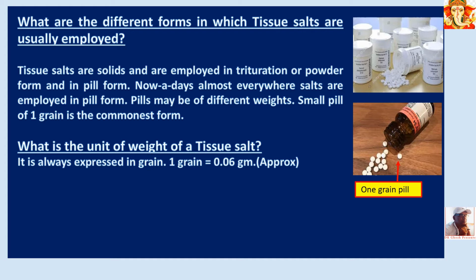What is the unit of weight of a tissue salt? It is always expressed in grain. 1 grain is equal to 0.06 gram approximately.